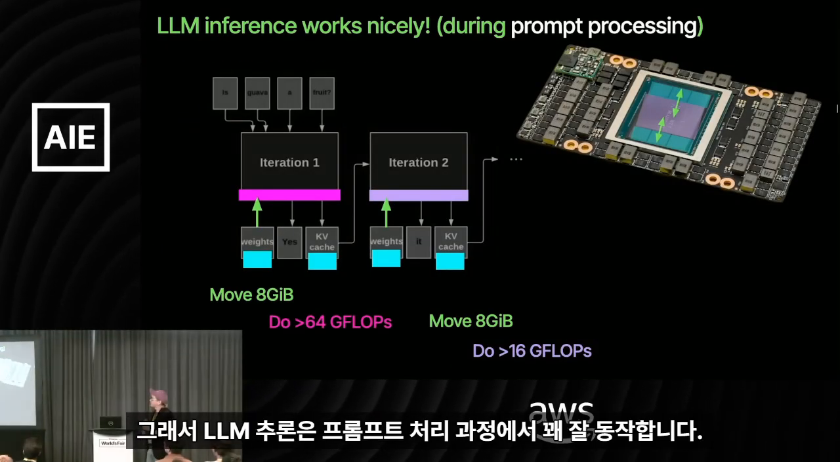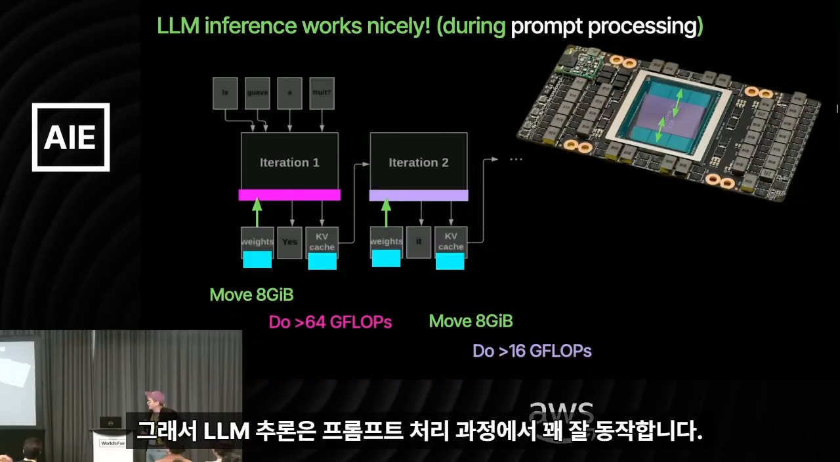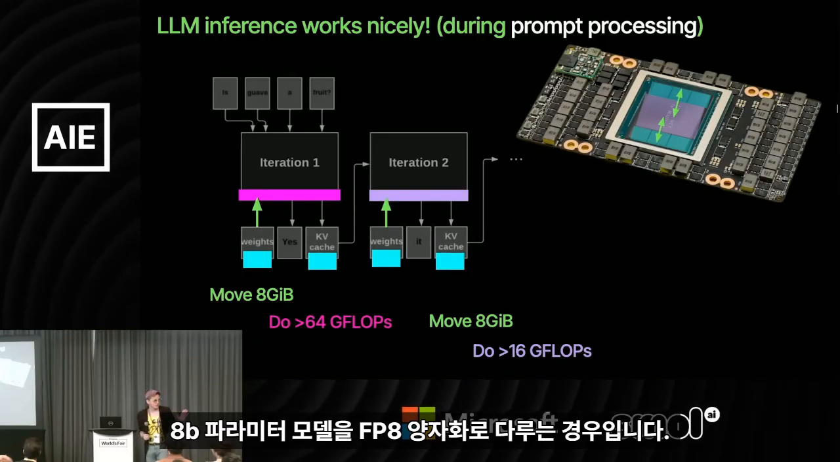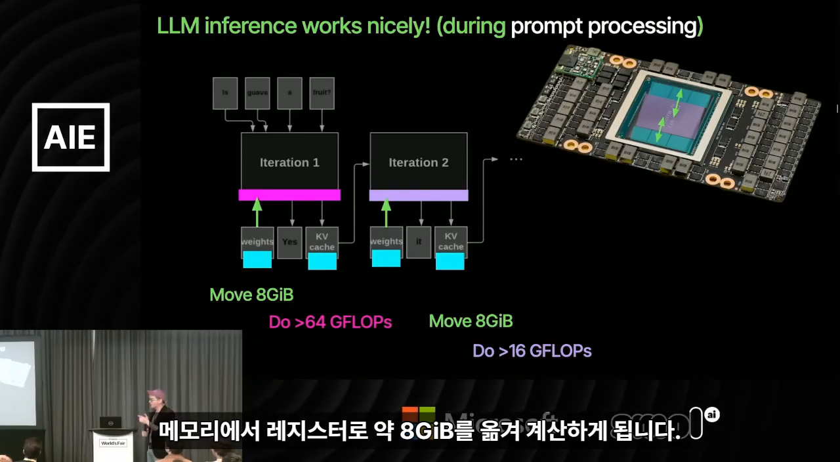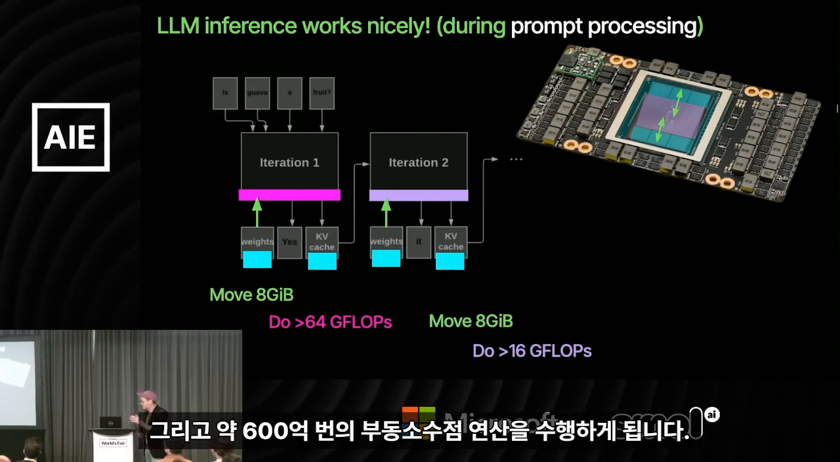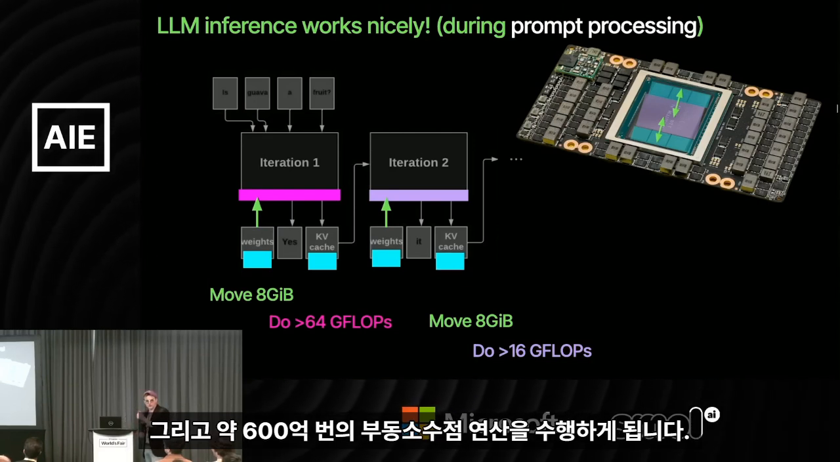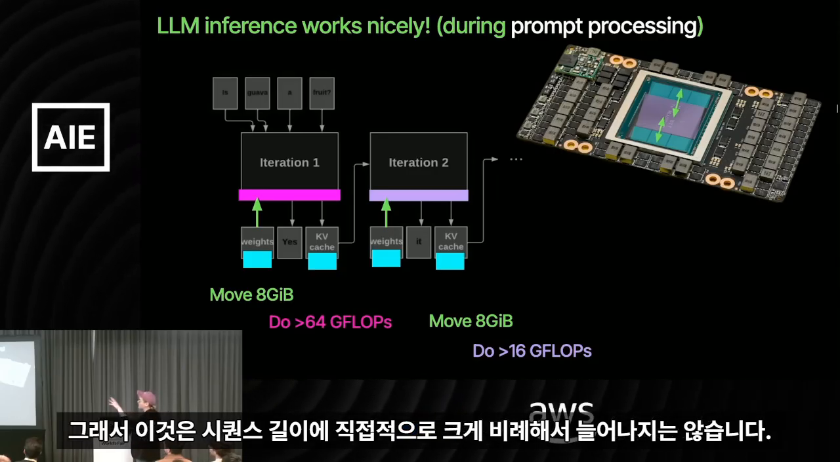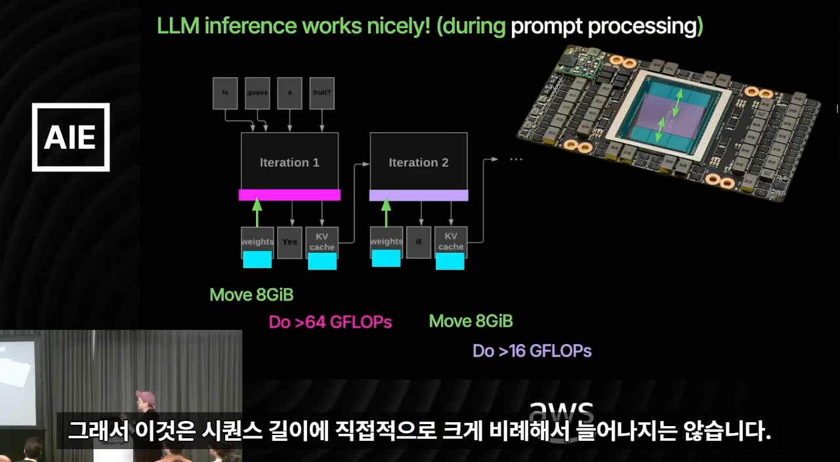LLM inference works pretty nicely during prompt processing, where with an 8 billion parameter model at FP8 quantization, you move 8 gigabytes from the memory into the registers for calculation. You're going to do about 60 billion floating point operations. That doesn't really scale too much with the sequence directly.